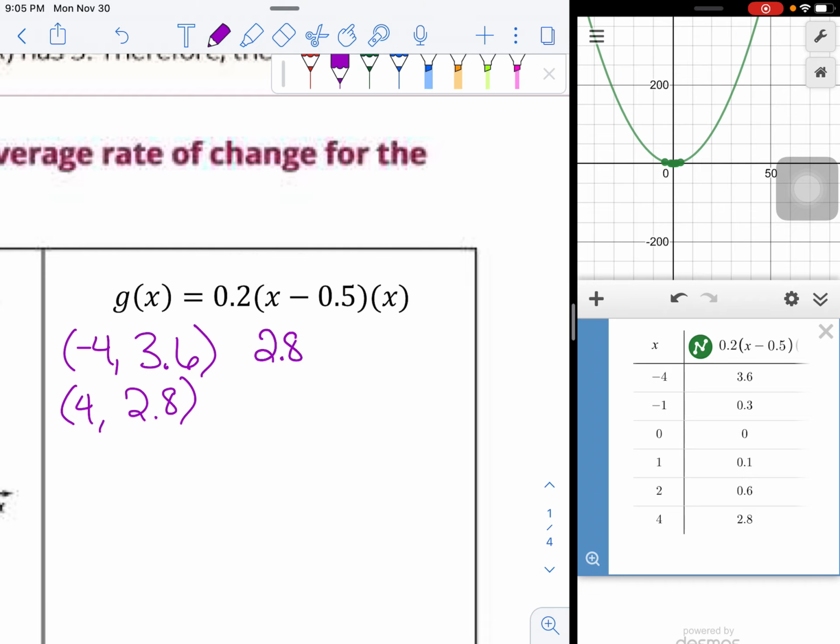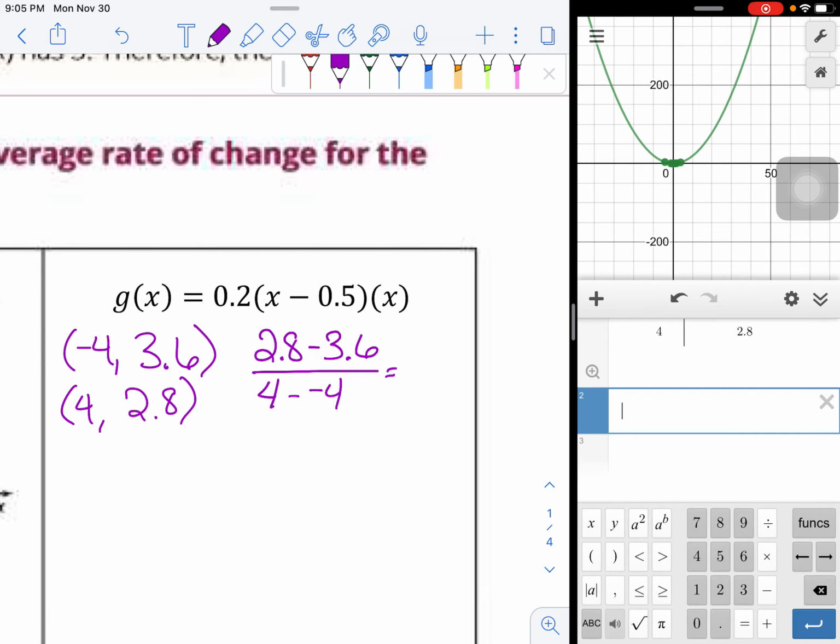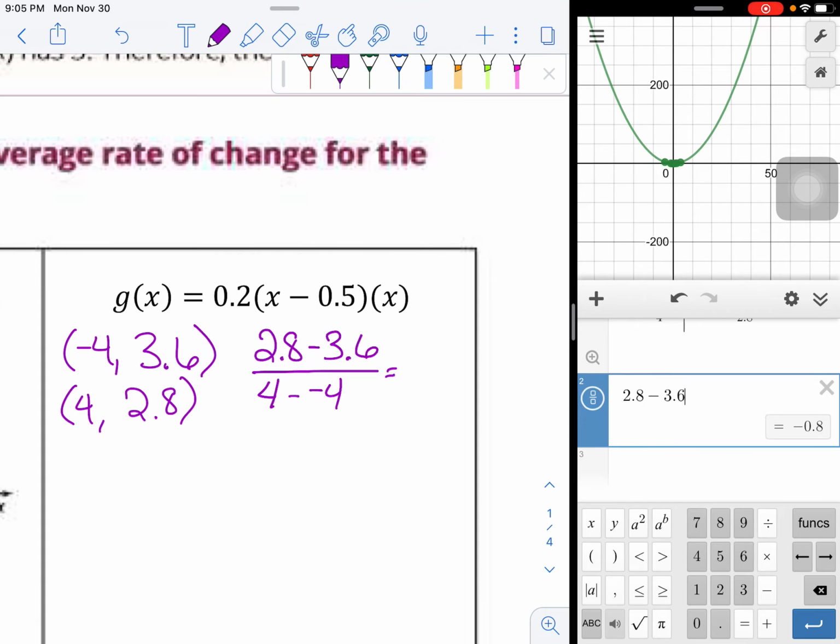So now I want to do y value minus y value over x value minus x value. Be careful with those double negatives. All right, so 2.8, no, not 28, 2.8. See, make mistakes all the time. Minus 3.6. That's negative 0.8. And 4 minus -4 is 8.